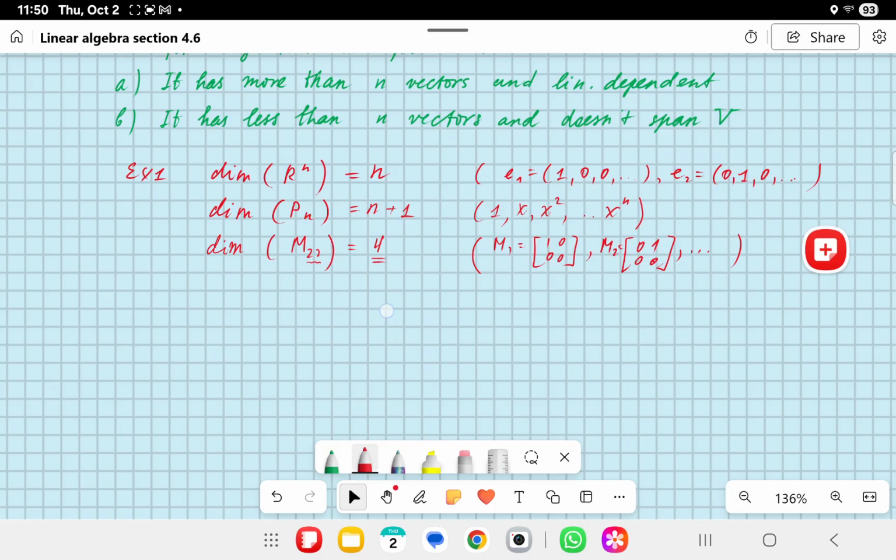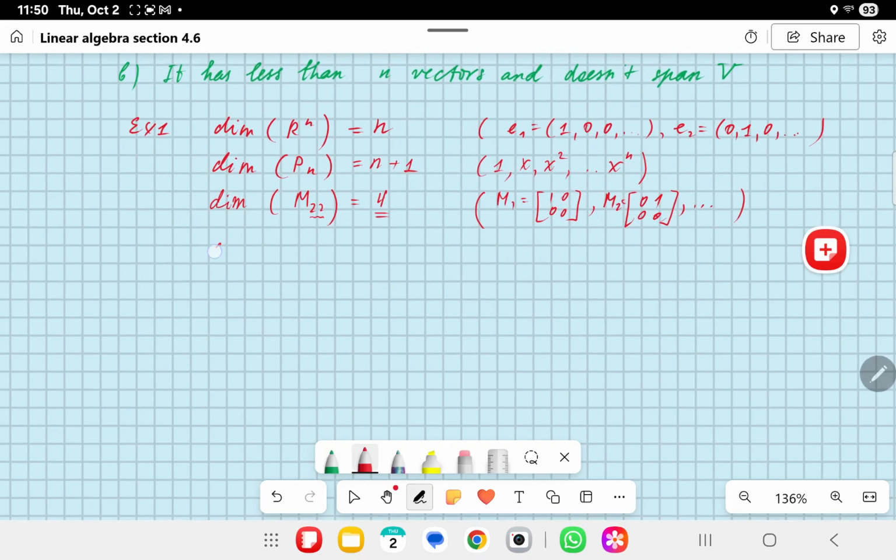Now, guys, what other vector spaces do we know? Remember that the solution of the homogeneous equation Ax equals 0, the solution x, is also a vector space. It's a vector space.